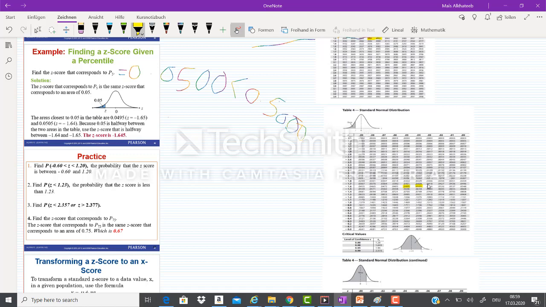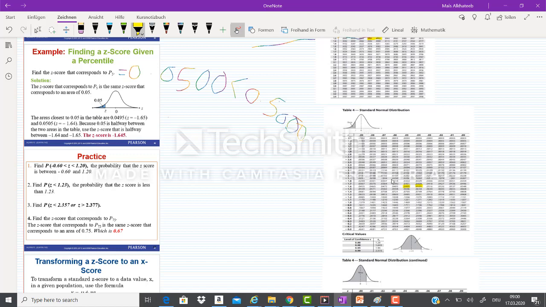So if I search for 0.0500 in the table, I cannot find it exactly. I find a value bigger than it by 5 and a value smaller than it by 5. So I have the value 0.0505 and the second value 0.0495. So the point lies between these two values.